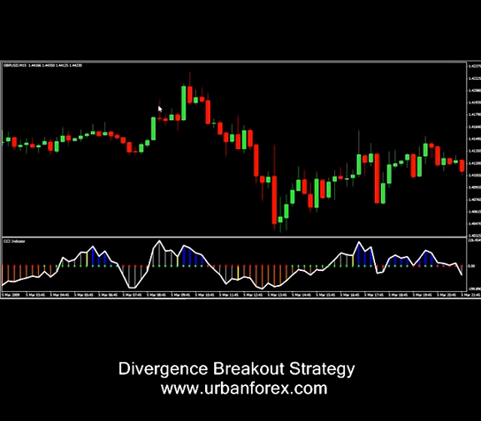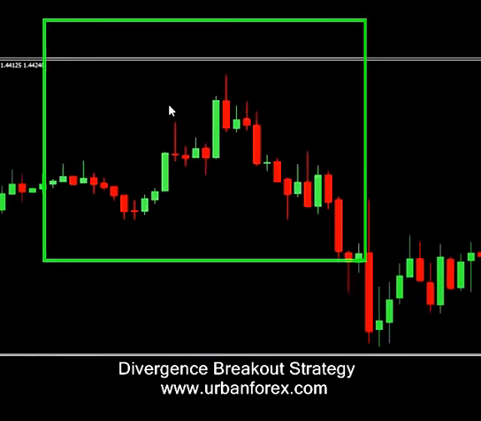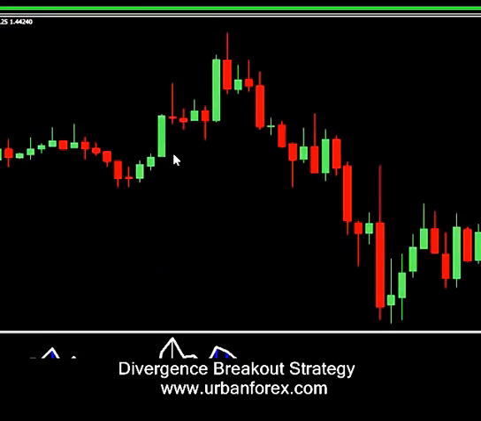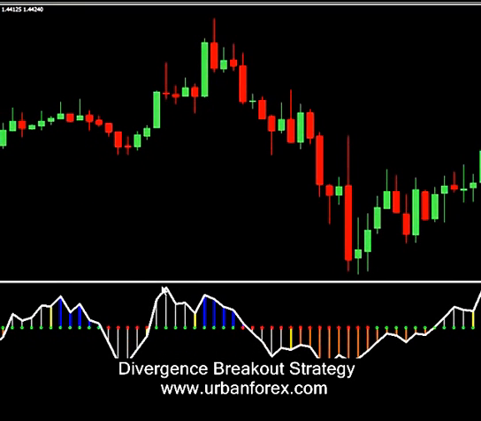Now, here's an example of a divergence. We have a high here, and then we have a higher high here. But on our CCI, we have a high here and then a lower high. So you can see that right there is a divergence. The market is saying something different from what the indicator is saying, and that is a sign of a reversal.